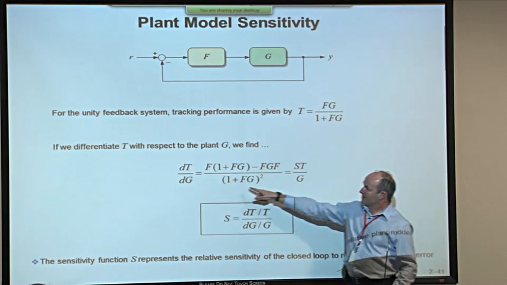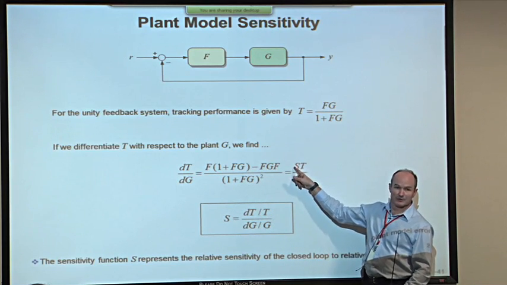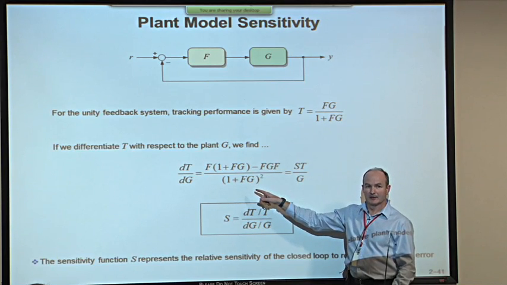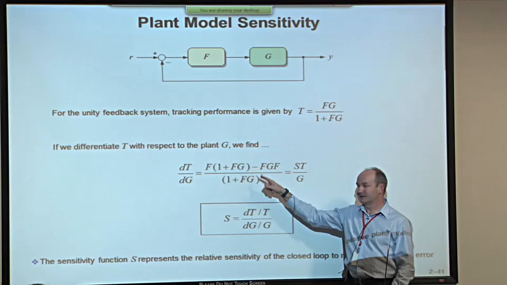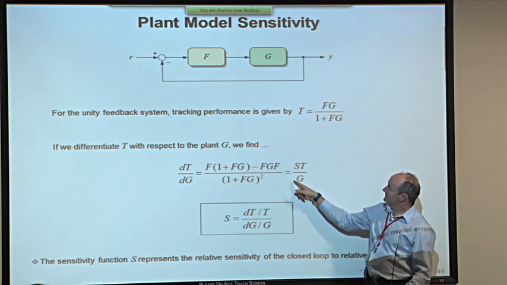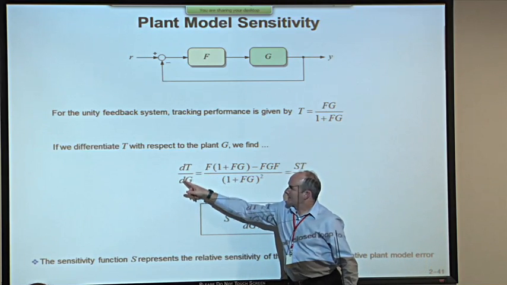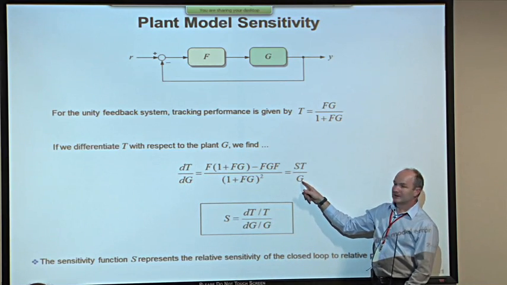Now, 1 over 1 plus fg is s, so one of those will go away. And the other one is f divided by 1 plus fg. Well, that's like t, except there's a g missing in the top line. So this is equivalent to saying s times t divided by g. So dt by dg equals s times t divided by g.